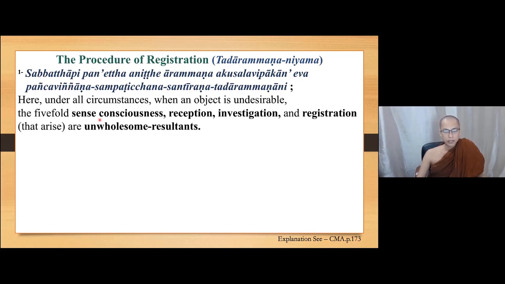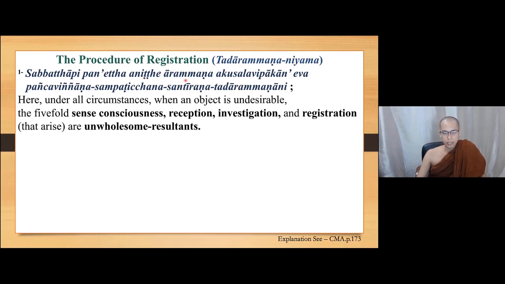In another way, we can call it Dvipancha Vinnana, the two sets of five sense consciousnesses. Another type is Sampaticchana, reception or receiving consciousness, and Santirana, investigation consciousness, and Tadarammana, registration. So here this text of the Abhidhammattha Sangaha identifies the four types of mind movements in the cognitive process regarding its objects.